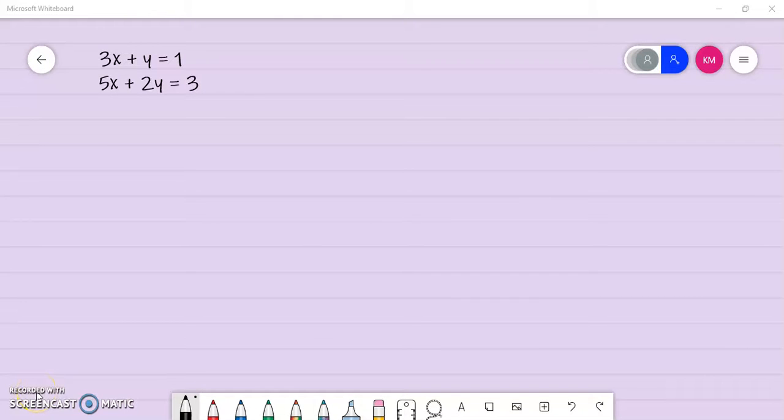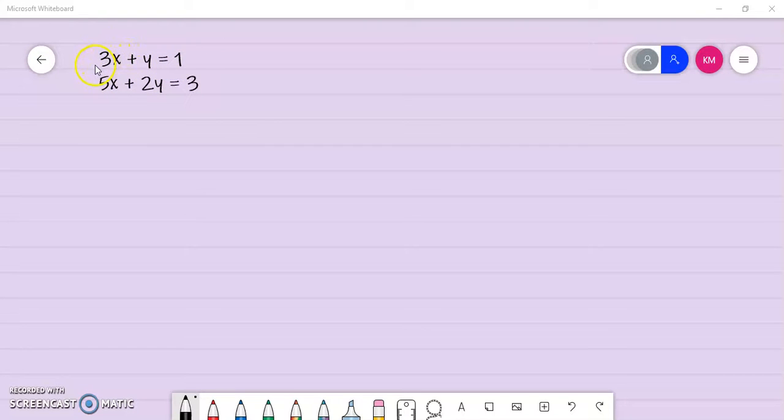In my previous video, we looked at pairs of simultaneous equations where we simply needed to add or subtract both equations in order to perform the elimination method to solve our simultaneous equations. Now, what is going to happen if neither one of our coefficients of both variables are the same in both equations? For example, let's take a look at this pair of equations here.